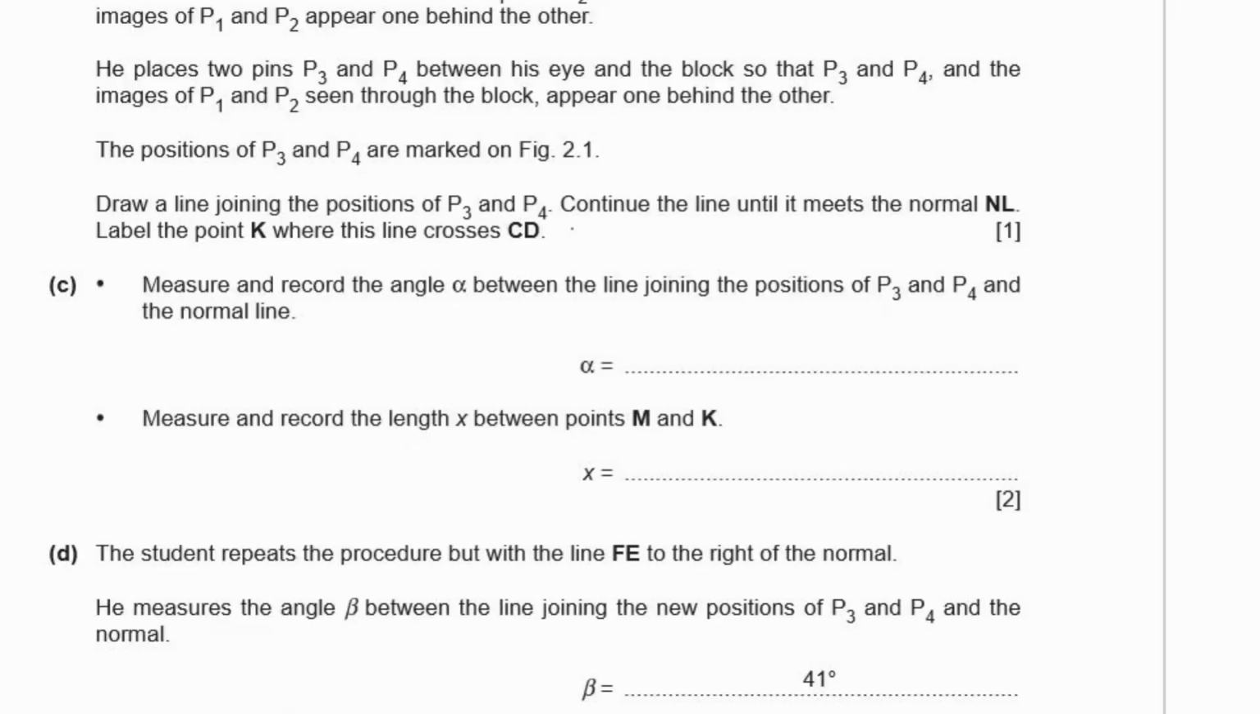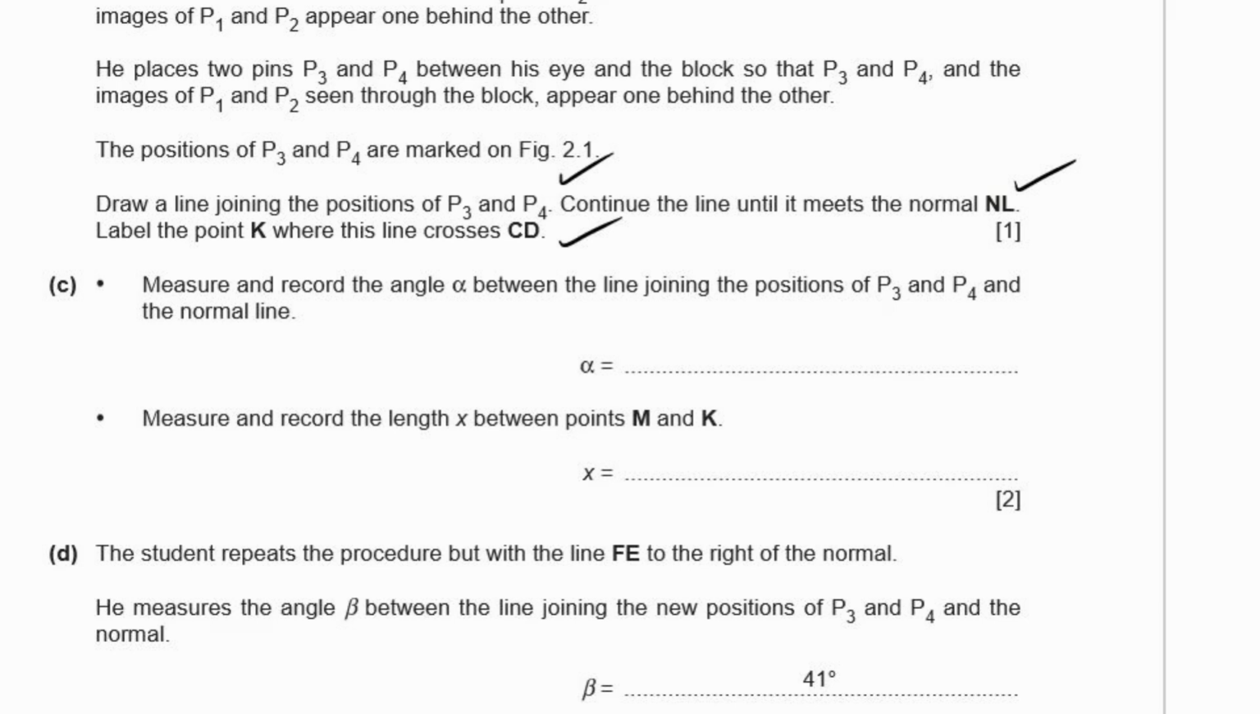There we go. So if we look down here we can see that that is everything we had to do there. Draw a line joining positions P3 and P4, done. Continue the line till it meets the normal line, done. Label the point K where the line crosses CD, done. Okay, so that's now done. Everything else is a description.